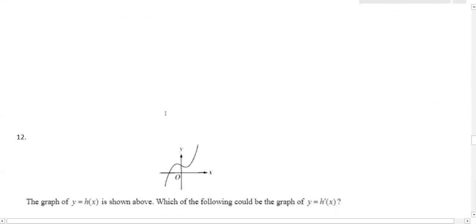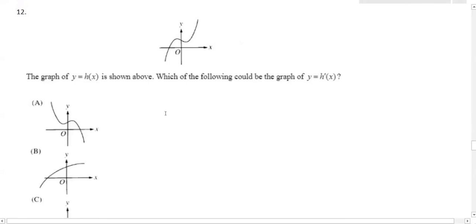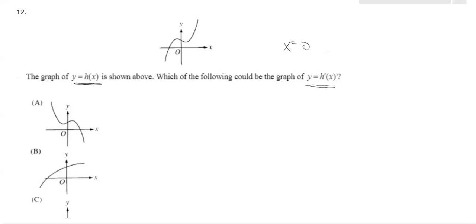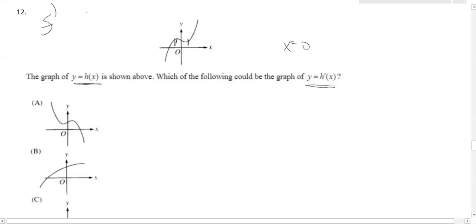All right. So now moving on to number 12, the graph of y equals h is shown. Notice this is the original function. Which of the following could be the graph of h prime? A couple things I would like to look for. I'd like to look for where the change in concavity is. If I can identify it, that's essentially at x equals 0. And for the relative extrema, you have a relative max before the origin and a relative min after the origin. So I know h prime has to go positive, negative, positive.